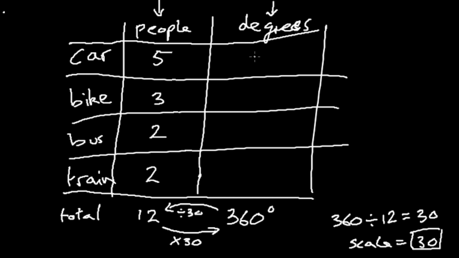There we go, right. So in this case then this would be 150, and again you can check after you've done these. Yes, this would be 90, 60 and 60, and all of these numbers added together make up to 360 degrees, and then you know that it's been done right.